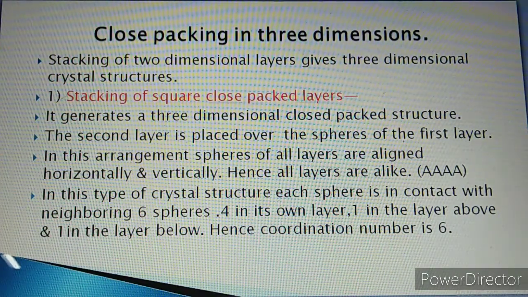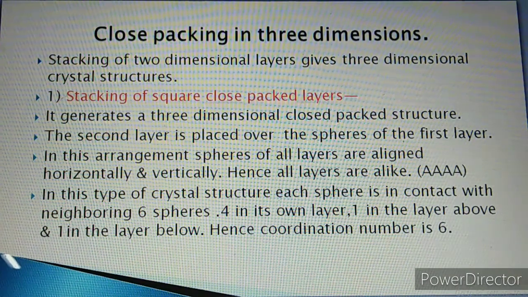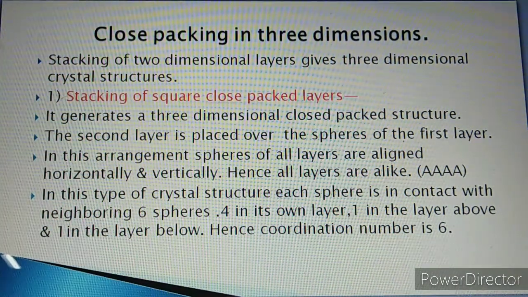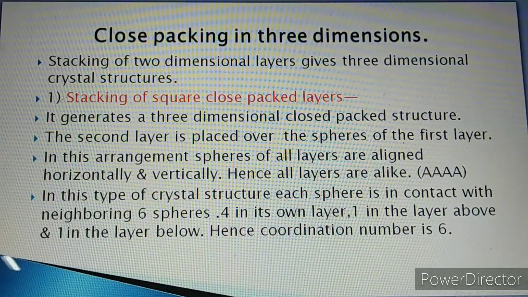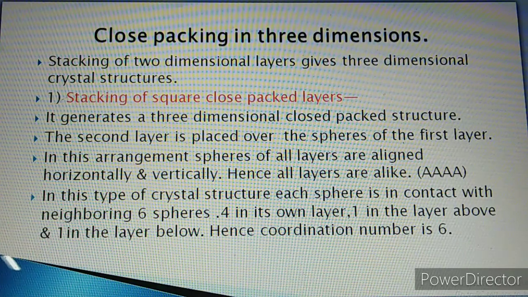One is by stacking of square close packed structure. Two-dimensional square close packed layers are found to stack only in one way, and it will give the simple cubic lattice. So, stacking of square close packed layers gives the cubic lattice.